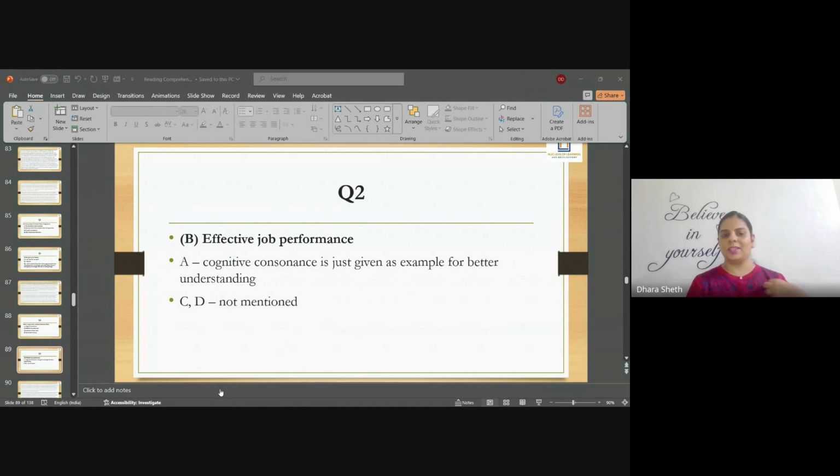Okay, so the answer is B, effective job performance. Why not A? It says that emotional dissonance is just like cognitive consonance, an example just given for better understanding. It does not say that it affects your brain's thinking. C and D are anyways not mentioned in the passage. So the confusion has to be between A and B.